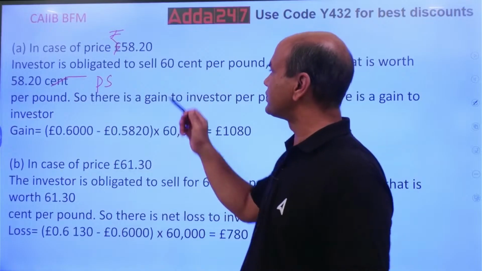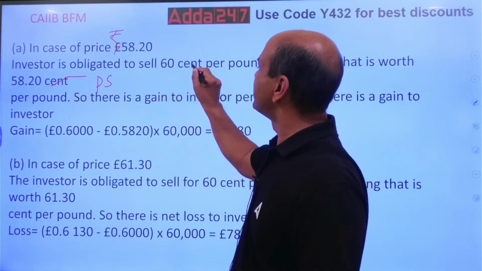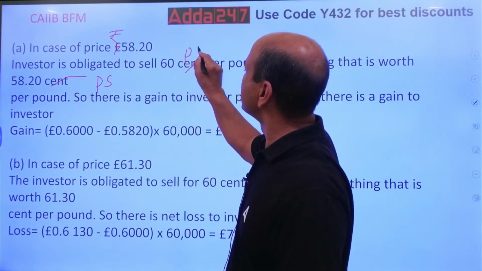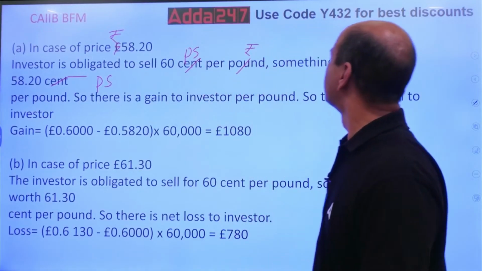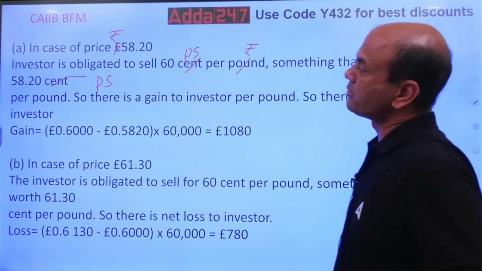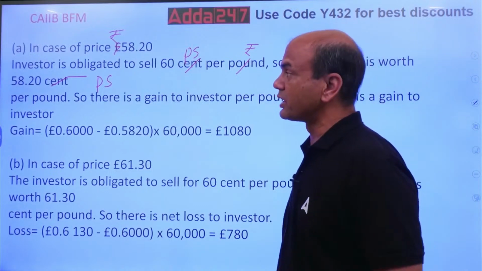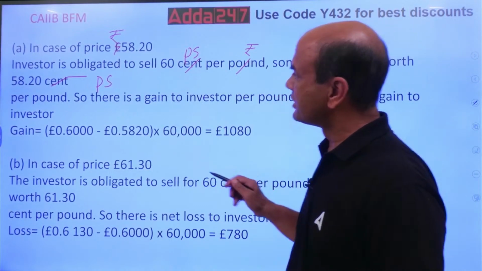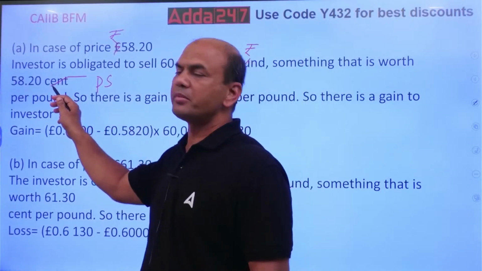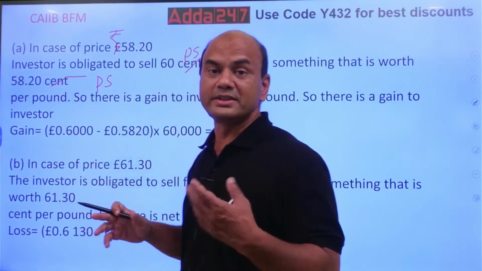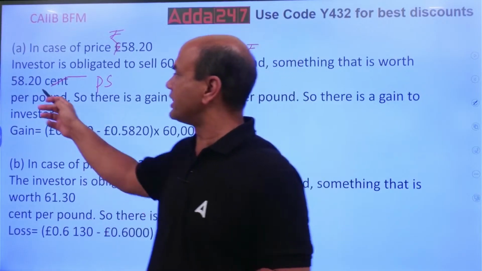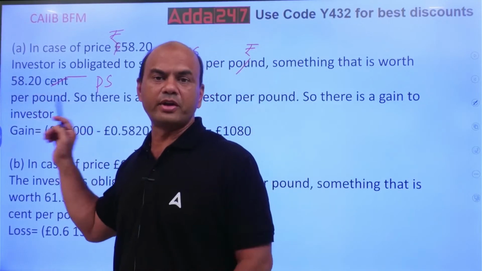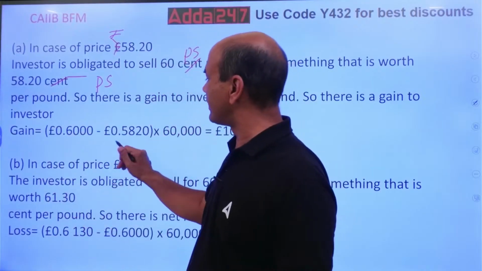So the investor is obligated to sell at 60 paise per rupee, right? Something that is worth 58.2 paise. So what does it mean? This 58.2 you'll have to divide by 100, because we are talking of paise and rupees now. We are converting paise to rupees, so we divide by 100. So it is 0.58, which I have taken over here.